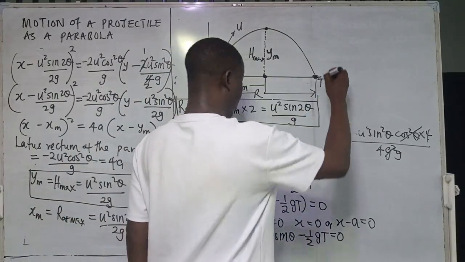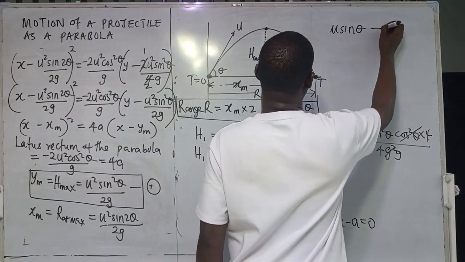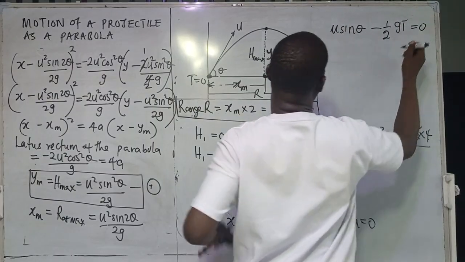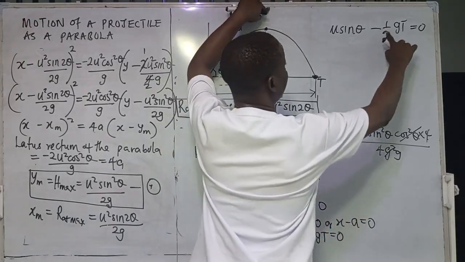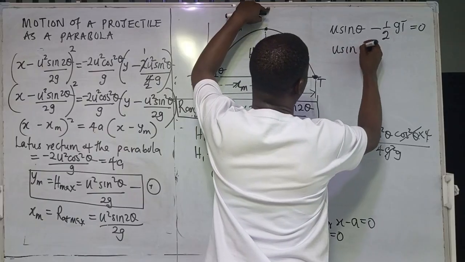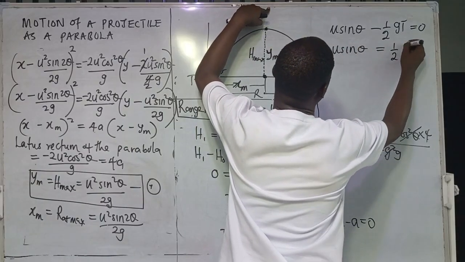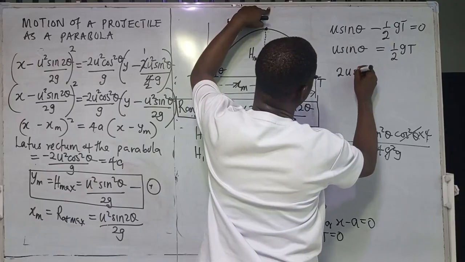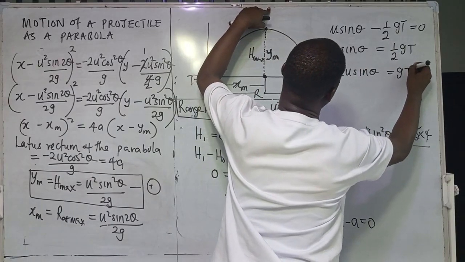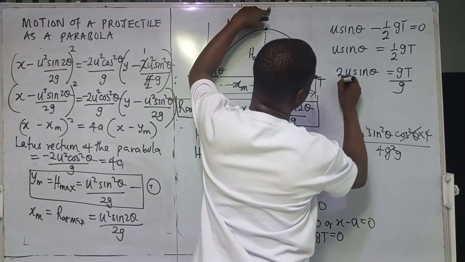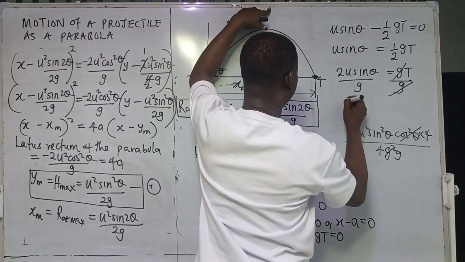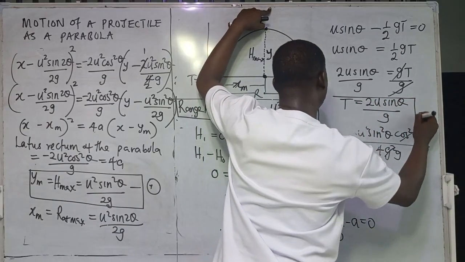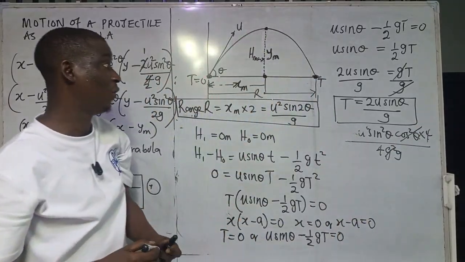So what do we do? Now see, U sine theta minus half GT is equal to 0. So how do you make T solve the formula? Take this one here. I want to have U sine theta is equal to half GT. Multiply both sides by 2, I would have 2U sine theta is equal to GT. Then divide by G. So T is equal to 2U sine theta over G. This one is what we call the time of flight of the motion.